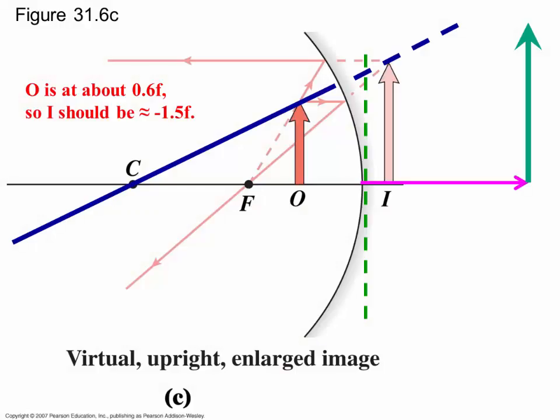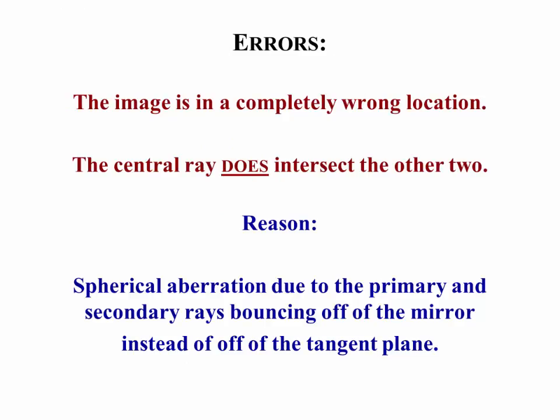Now, for this virtual image case, the situation is also quite bad. The object is about 0.6f. I scaled that off of the drawing. In that case, the image should be about -1.5f, which is where that teal arrow is at the end of the pink arrow. Very large distance away from the image shown in the textbook. So the image is completely wrong, although it happens that the central ray intersects the other two.